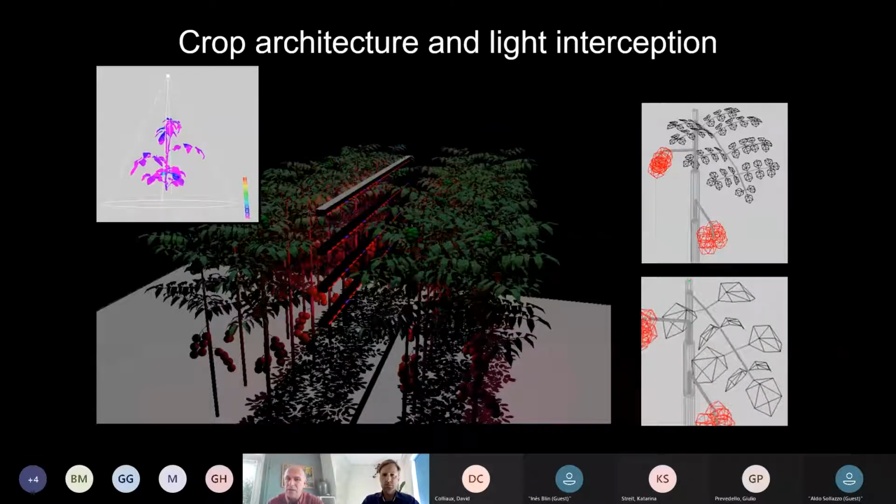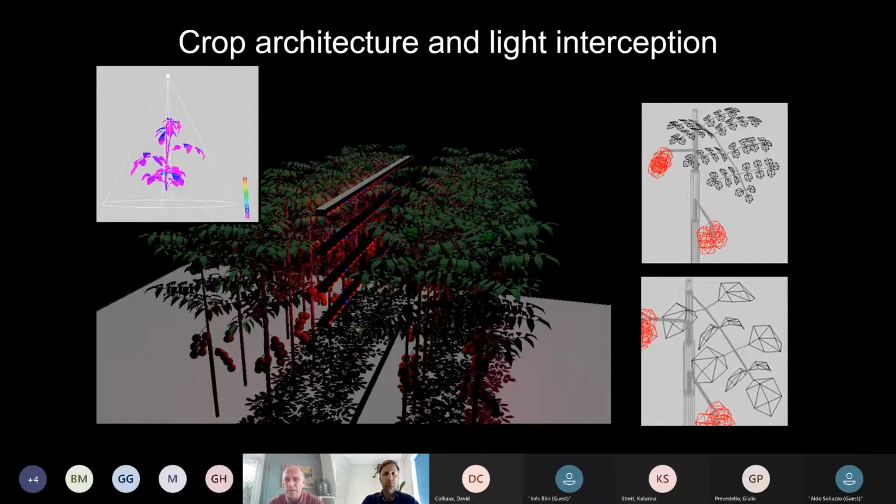In the left, you can see an inlet where you have a small, tiny plant with the colors that indicate the light level that falls on the specific places in the plant. So with this software, we can very accurately estimate where the light comes and its consequences for photosynthesis and for growth.